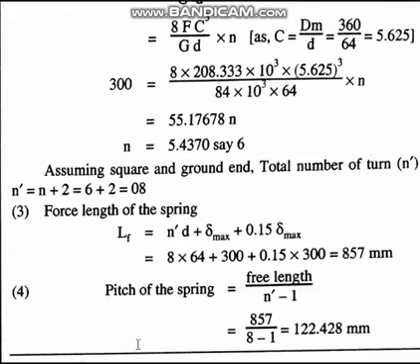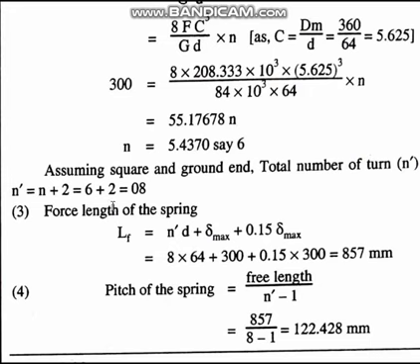Okay. Then the free length of the spring. Free length of the spring LF is equal to n dash t plus delta maximum plus 0.15 delta. So you put this and find out the pitch also.